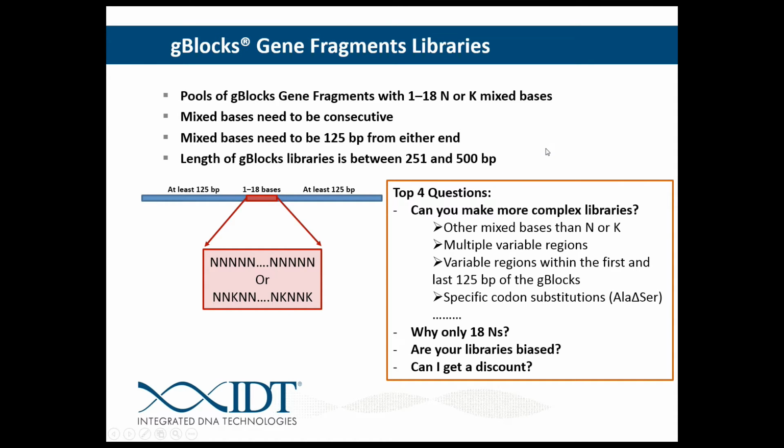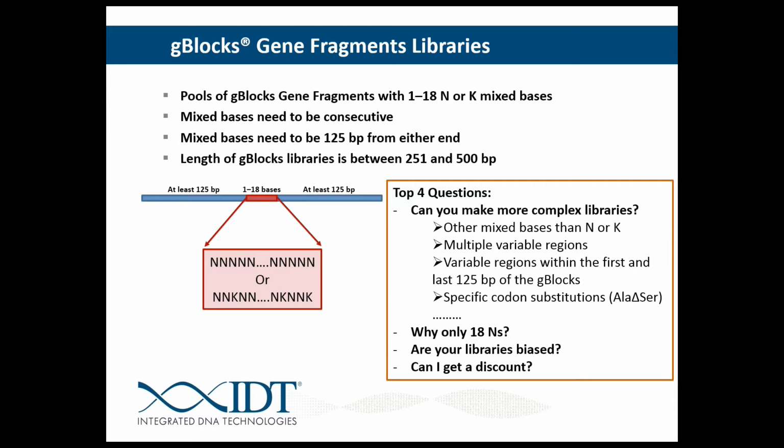We've beta tested this a bit, and we've talked to customers about this as well. There are some common questions that I wanted to address. The most common questions center around whether or not we can build more complex libraries, that is, libraries that have mixed bases other than N and K, multiple variable regions, or variable regions that are close to the beginning or the end of the gBlock within that 125 base pair area. We also occasionally get questions on specific codon substitutions.